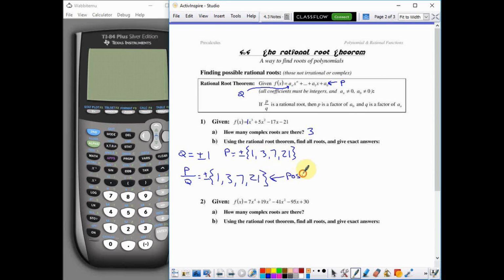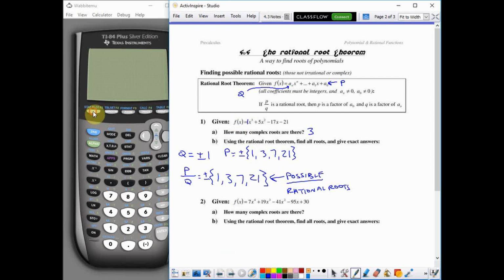So these are the possible, I'm going to stress that, possible rational roots. It doesn't mean they all are roots, but they're possible. Okay, so there's two different ways we can go from here. We could plug all of these numbers, positive 1 and negative 1, positive 3 and negative 3, 7 and 21, into this equation. And anything that gives me an output of 0 is an x-intercept, therefore it is a root.